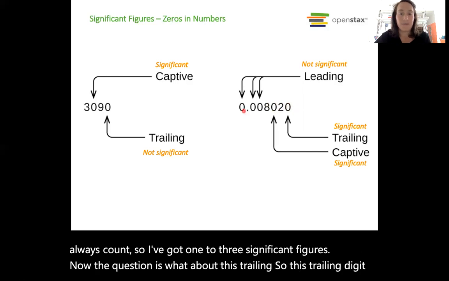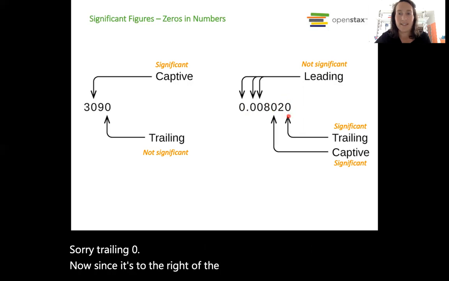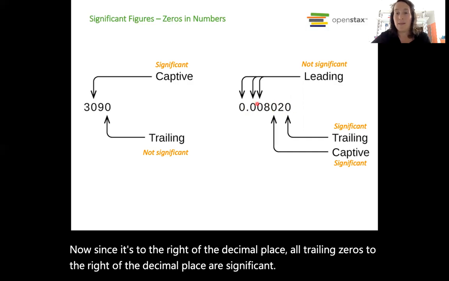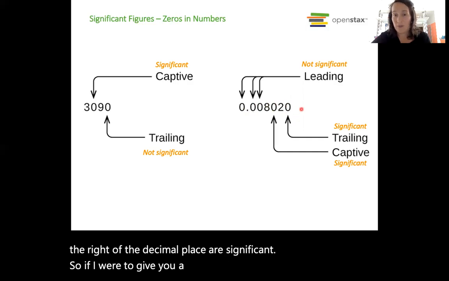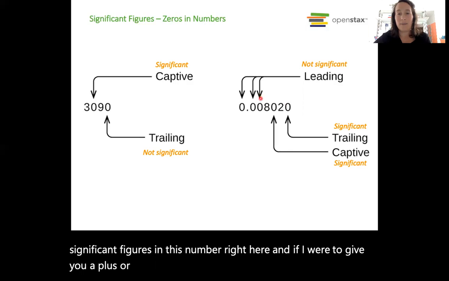Trailing 0. Now, since it's to the right of the decimal place, all trailing zeros to the right of the decimal place are significant. So this is 4 significant figures in this number right here. And if I were to give you a plus or minus to show the uncertainty, it would be plus or minus.